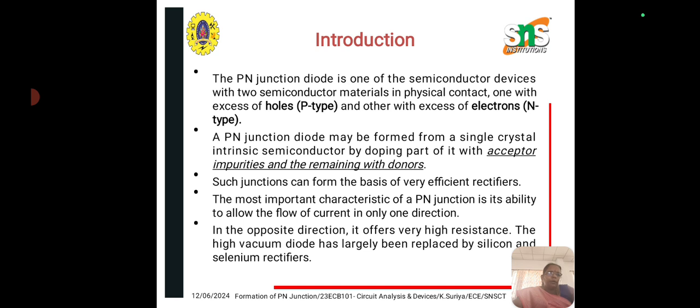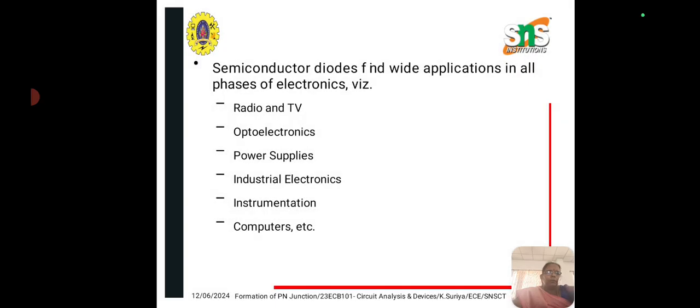The high vacuum diode has largely been replaced by silicon and selenium rectifiers. These are some of the applications of PN junction semiconductor diodes. It is used in power supplies, optoelectronics, instrumentation, radio and television, industrial electronics, computers, etc.